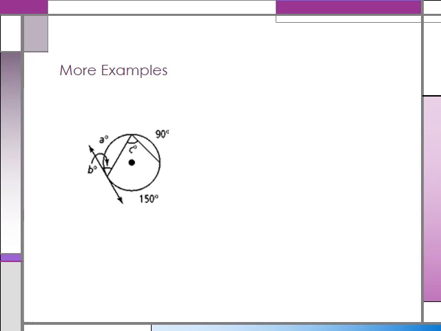So yet another example. We're combining things in here. So I've got this inscribed angle C, okay, and it intercepts this arc, which is 150, so the measure of that will be 75 degrees, or half of 150.